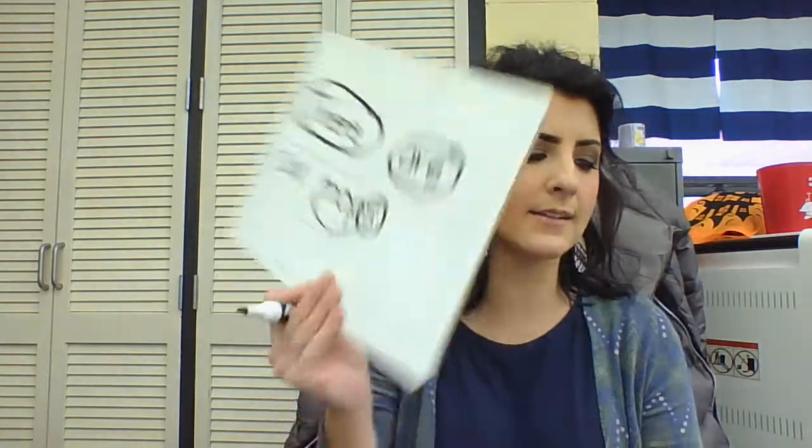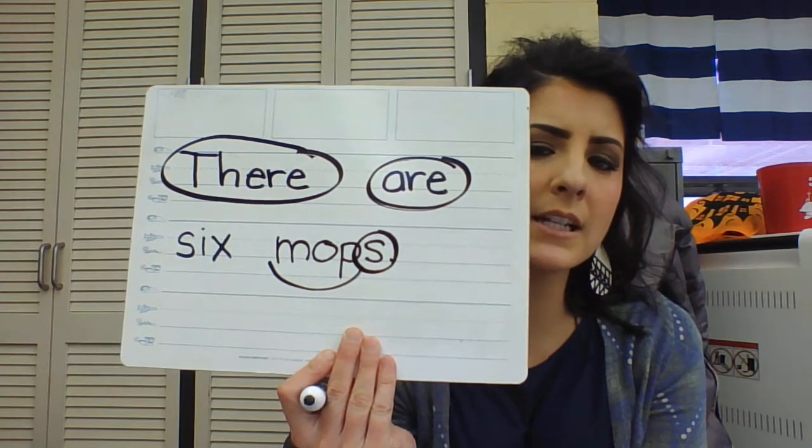There are 6 mops. So let's sound out 6. X, 6. And mops. Ops, mops. Oops, I sounded that one out wrong. Let's do mop. Op, mop. Then add your S. 6 mops. So I'm going to circle the word are, circle the word there, do my base word mop, and circle my suffix S. There are 6 mops.